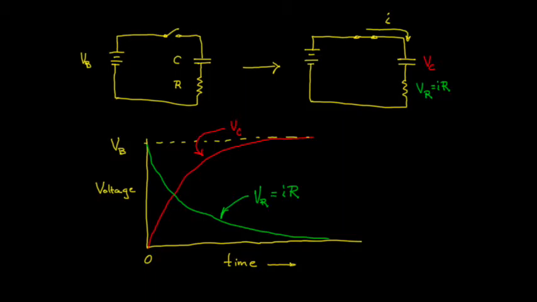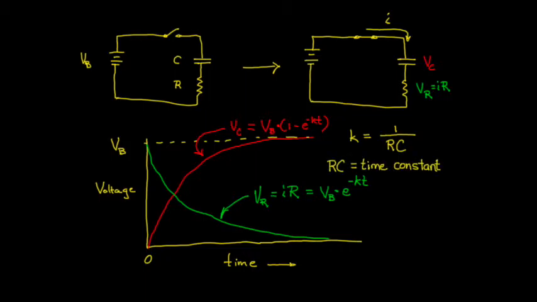If you think this looks very much like the products and reactants of a reaction mechanism that follows a first-order rate process, then you're right. The rate constant k can be shown to be equal to 1 over R times C. The product of RC is known as the RC time constant for this circuit and has the units of seconds.